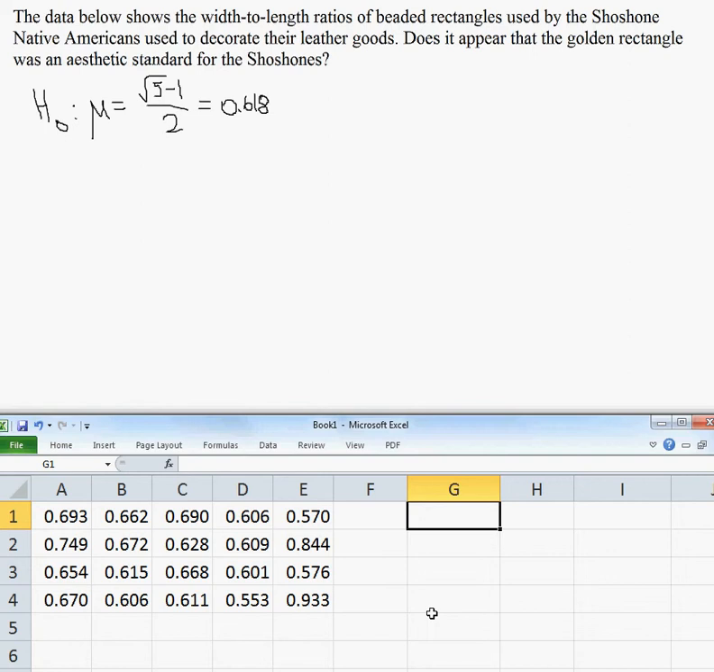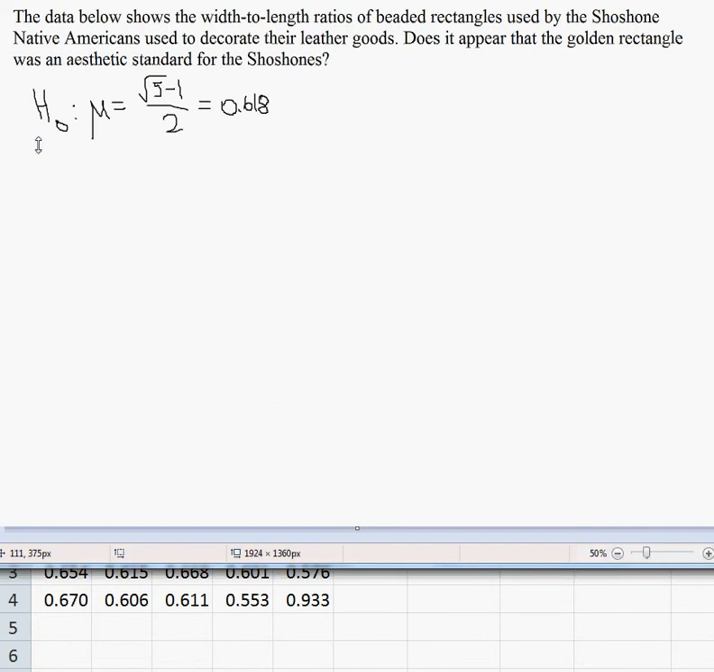The alternative hypothesis. For this one, I'm certainly no expert on the artistic standards of this particular people group of Native Americans. And so I don't have a feel as to whether or not it should be less than or greater than, and so I will be very modest and simply say that the alternative hypothesis is that mu is not equal to 0.618. Notice again, just like with the z-test, that this decision got made before computing the average of the data.